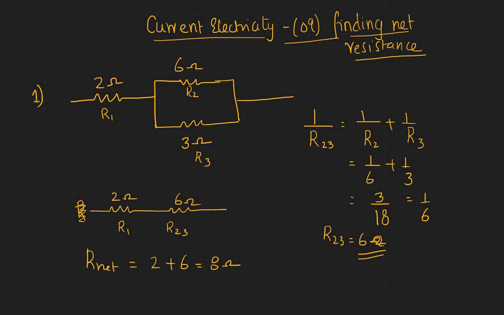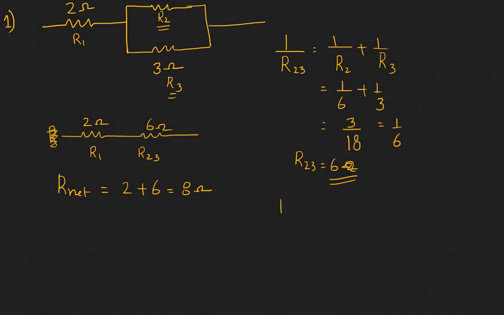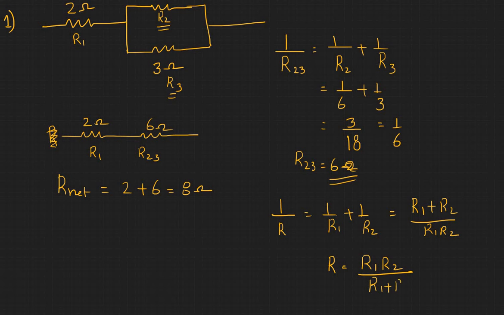Now you can do a shortcut when you have parallel resistors, and the shortcut is before you substitute this, you can try to find out what in general two resistors in parallel give you. So if you have 1 by R is 1 by R1 plus 1 by R2, you have this as R1 plus R2 by R1 R2, or in other words, you take the reciprocal, R is R1 R2 by R1 plus R2.